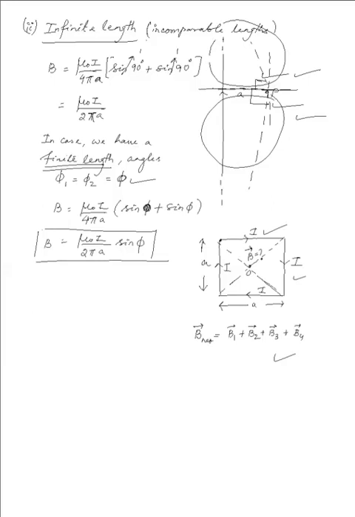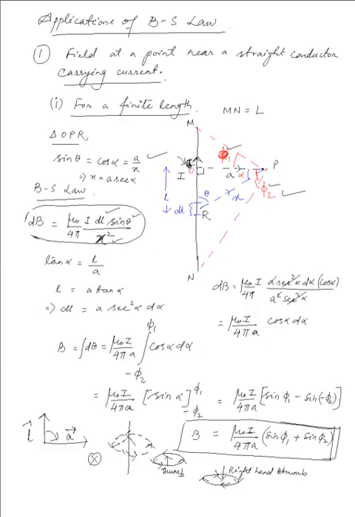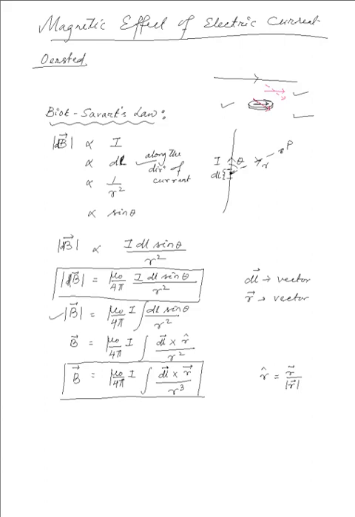Hello. We are continuing with our series on magnetic effects of electric current. On the previous occasion, we had discussed Ørsted's experiment, his observation, and then we continued with Biot-Savart's law, which gives us the magnetic field intensity at a point due to a current carrying conductor.